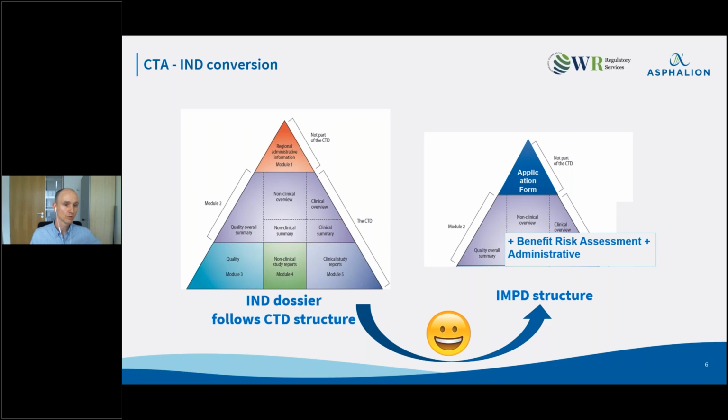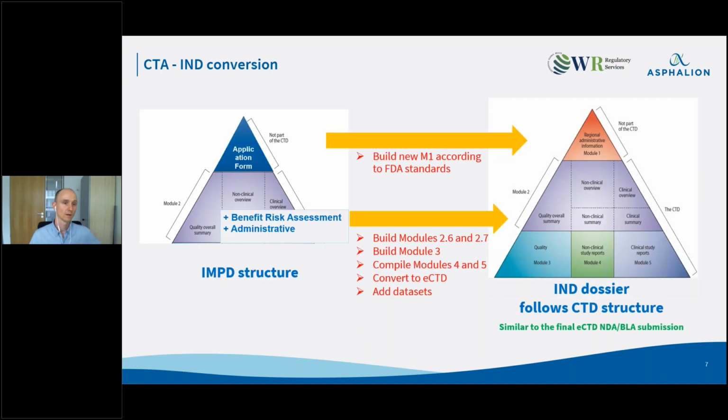Now, what do we need to do in more detail? Well, of course, we need to build a new module 1 according to the FDA standards, and Bruce provided information. That is no surprise here. However, for the rest, we have a lot of work to do. We have to write, for example, the tabulated summaries. We have to prepare the modules 2.6 and 2.7, and specifically the non-clinical tabulated summaries.